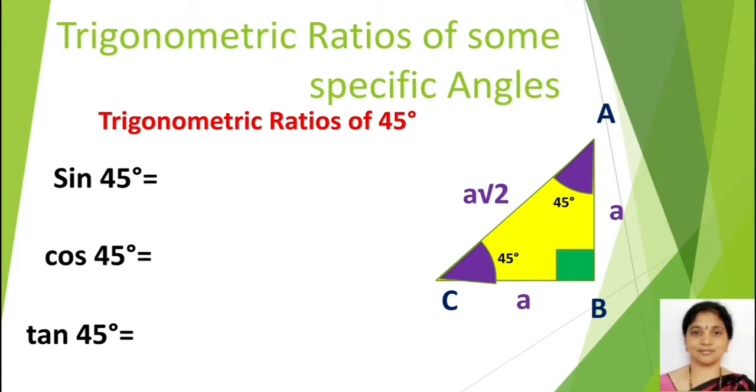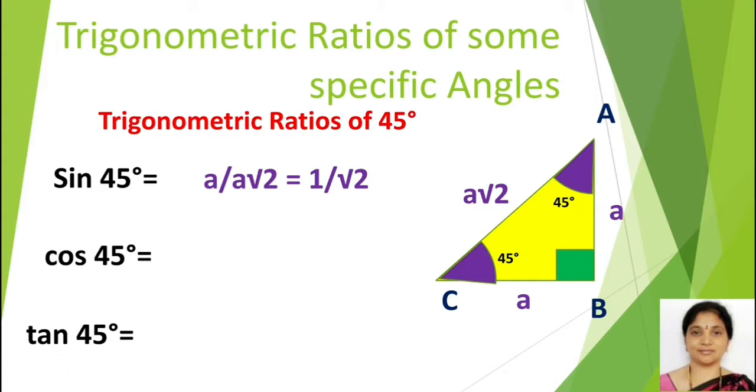Here we are considering angle at A. Then if angle A is 45 degrees, then opposite to angle A is nothing but BC. So BC length becomes the opposite and hypotenuse is AC. That means we get a by a root 2, which is equal to, a and a will get cancelled, 1 by root 2, which is the sine 45 degrees value.